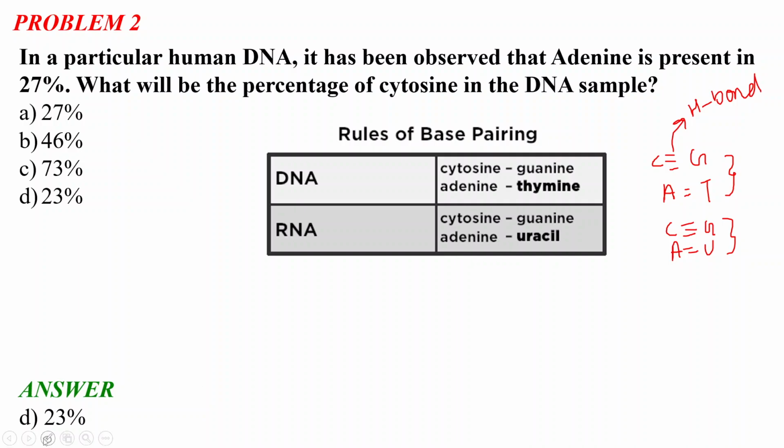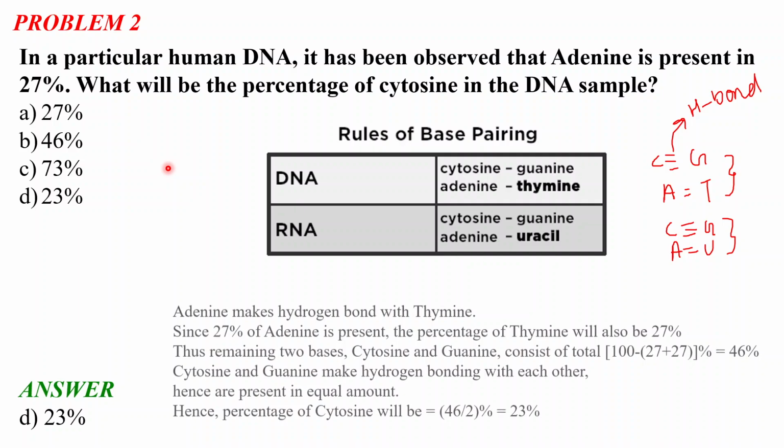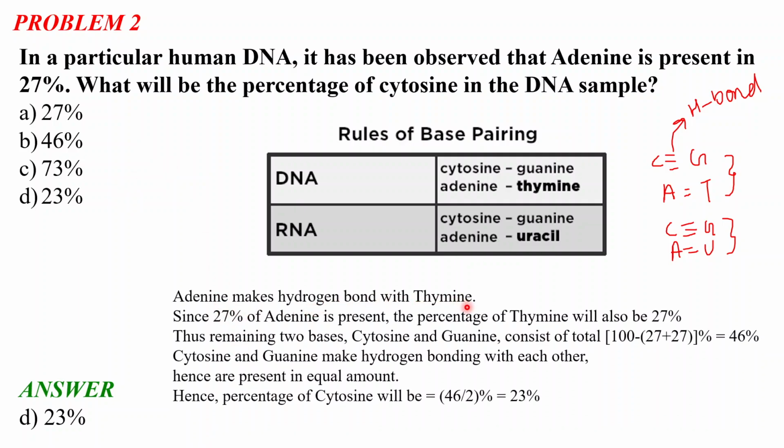Okay, so now your question says that adenine is present in 27%. Adenine makes a hydrogen bond with thymine. Since 27% of adenine is present, the percentage of thymine will also be 27%. Both adenine and thymine have to be equal because adenine is binding with thymine, and there is no residual adenine or thymine. So this is not possible. The number of adenine will be the same as the number of thymine residues.